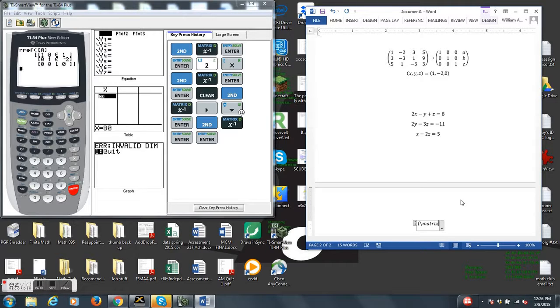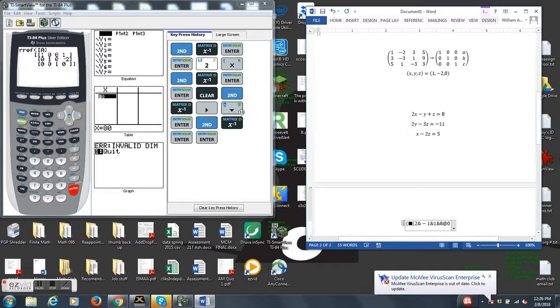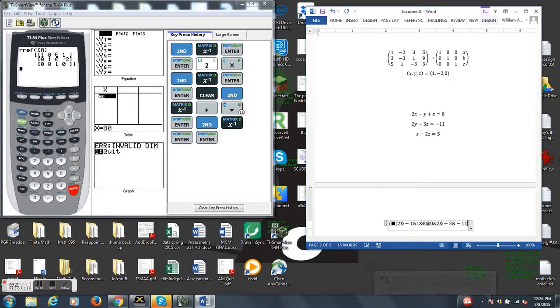So I've got x, y, z, that's fine. I got 2, -1, 1, 8. When I go down to my next row, you see there's no x's, but I need that spot. 0, and 2, and -3, and -11. By the next one, you see there's an x, 1, but there's no y's, so 0, -2, 5.